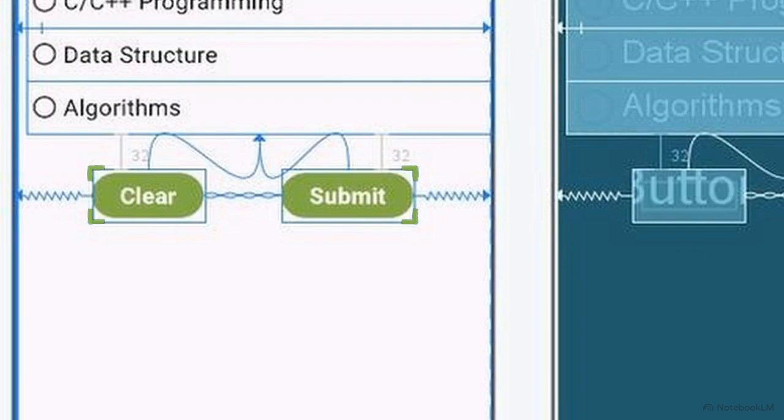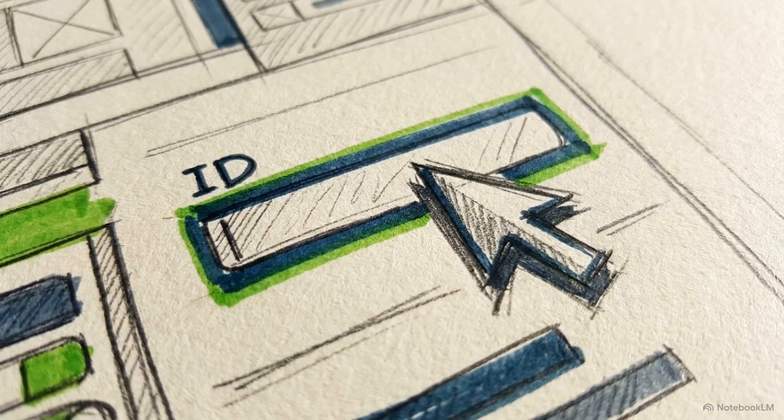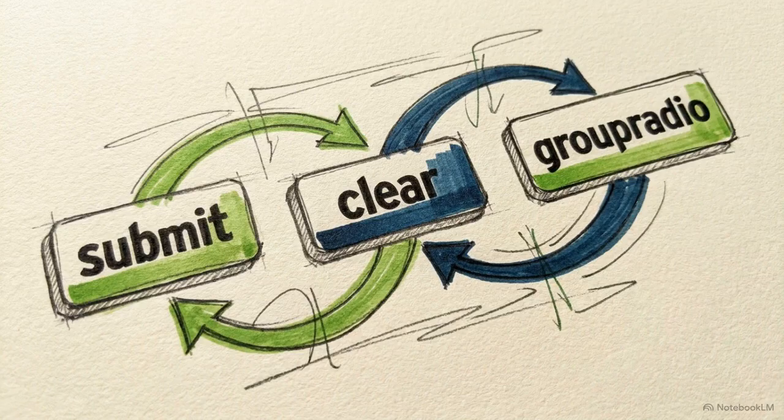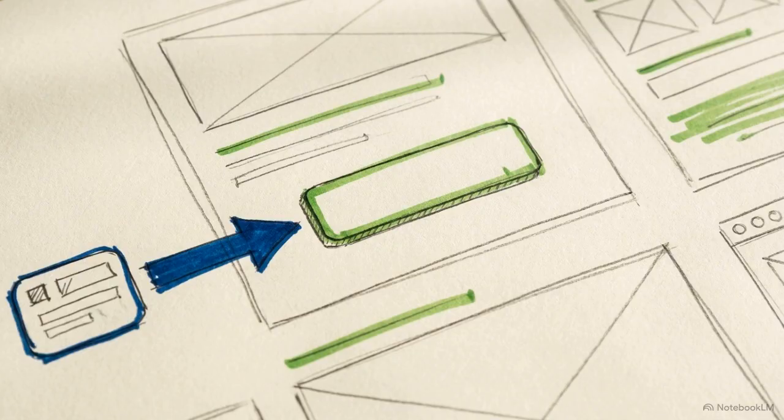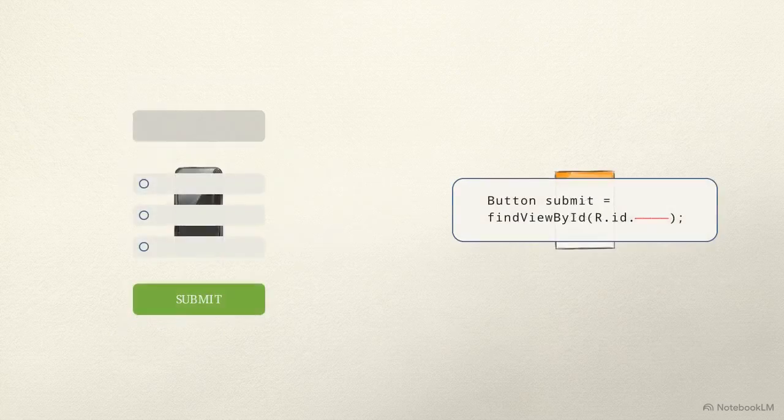Before moving on, check the ID attribute for each of these elements in your Properties panel. You must give them exact, recognizable names like Submit, Clear, and Group Radio. Those IDs act as the specific addresses for every visual element. Without them, our back-end code would have no way to locate these buttons and make them interactive.